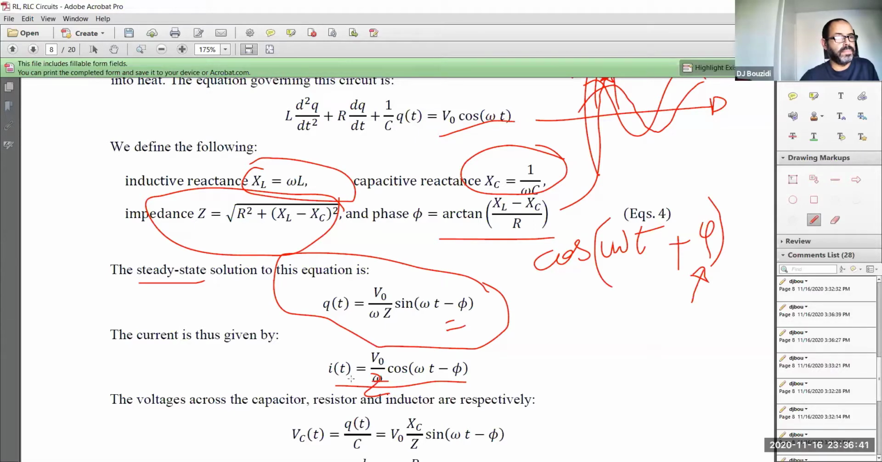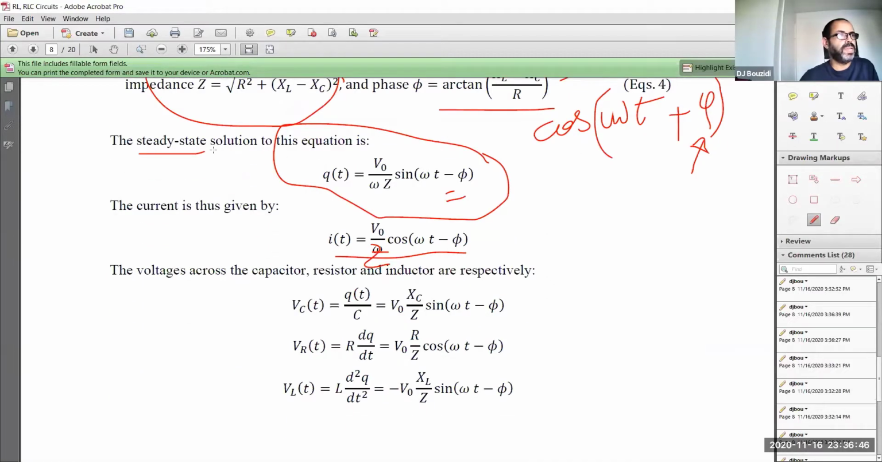Can you guys fix this quickly? On page 8.